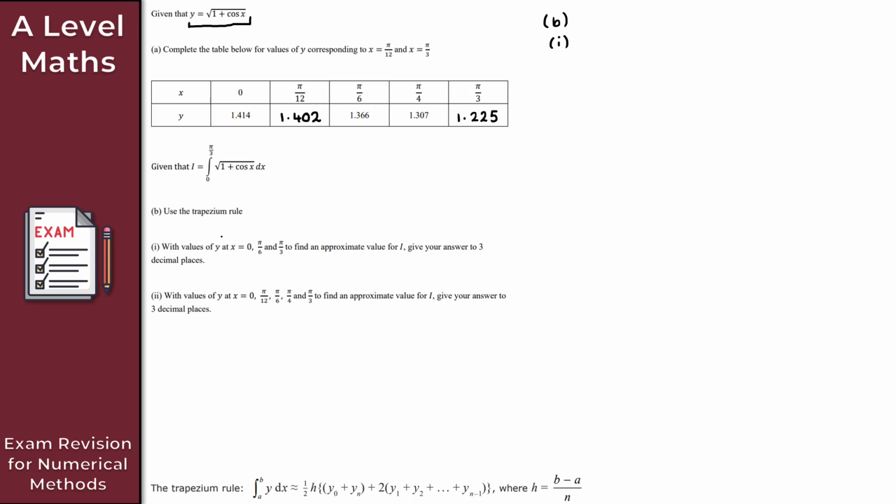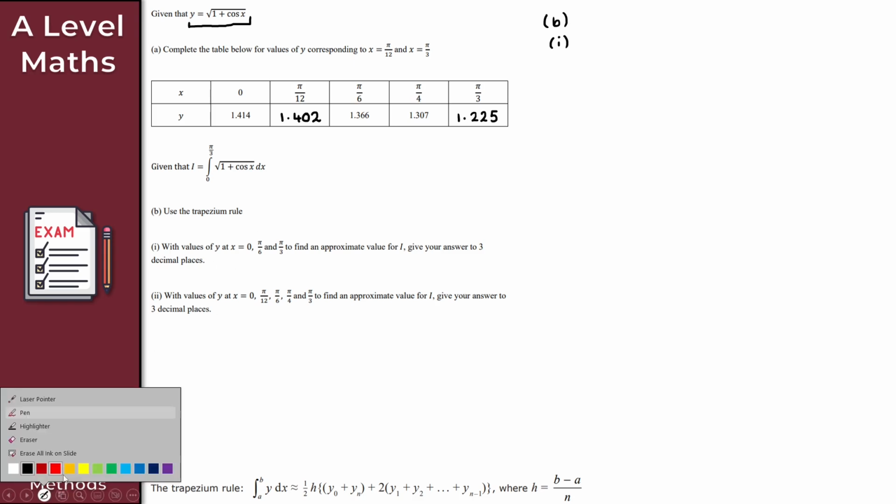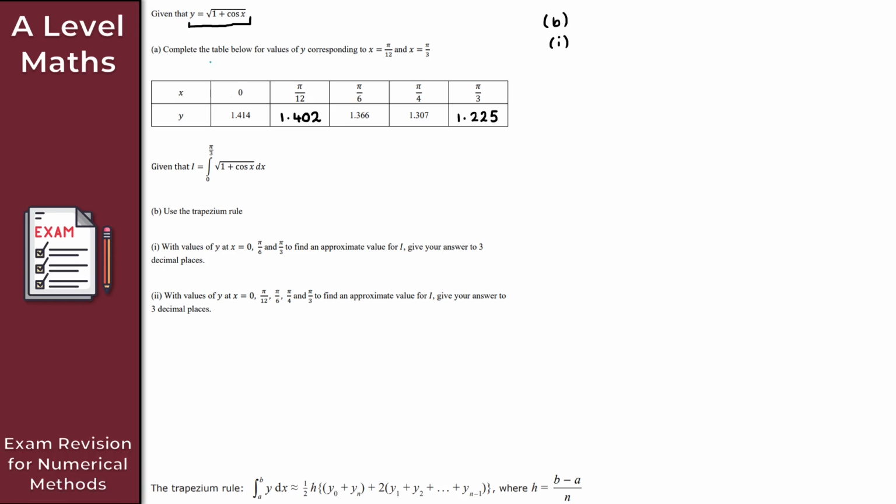So the only values that we want to consider here for part 1 of B anyway, let's do that in blue, is x equals 0. That's these values here. x equals pi over 6. That's these values here. And then finally, x equals pi over 3. So that's this value here. Okay. So basically, my new table here is just these 3 columns. Okay. That's for B part 1.